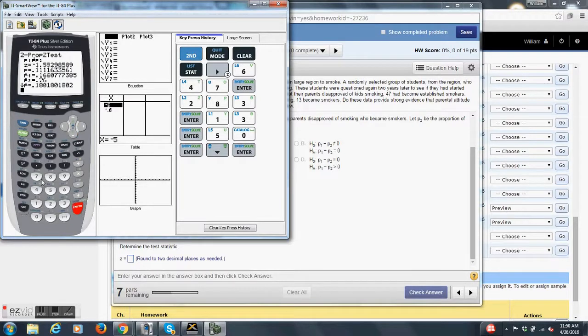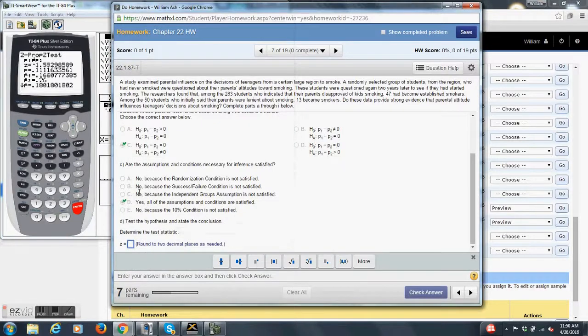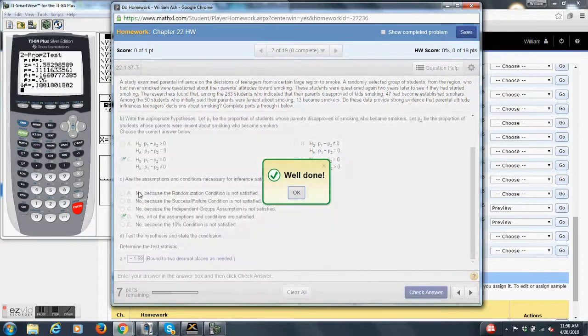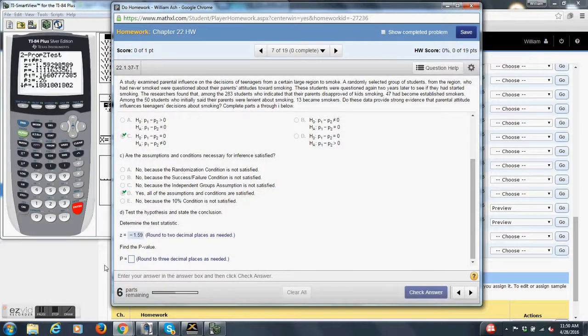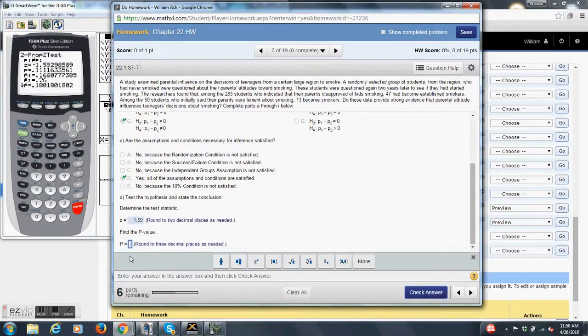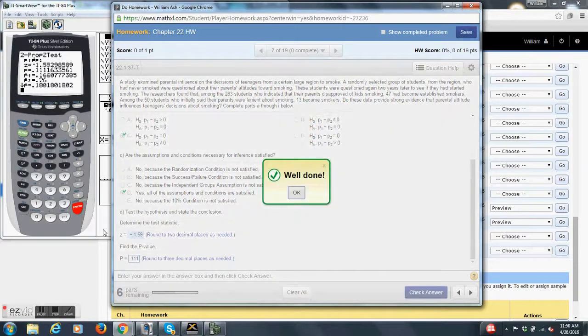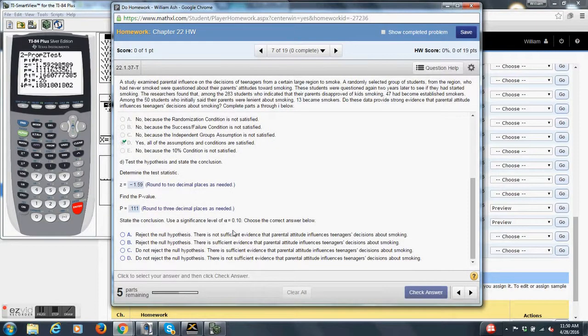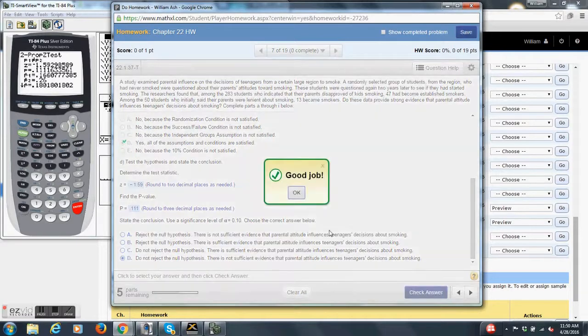It's not equal to, so I calculate, and I just pull everything out of here. There's my z-score, that's my test statistic, and there's my p-value. So just get through all this here so I can show you the rest of the question. P-value, what is it, 3 decimals, so that is 0.111. So it's 10%, so 11% is higher than that, so I'm going to fail to reject the null hypothesis, so there is not sufficient evidence.